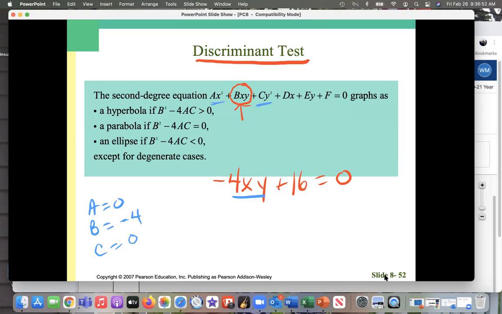The discriminant is just like we talked about back with the quadratic formula, the part under the radical. Isn't that b squared minus 4ac? Okay, so that's really the same idea. So if we found b squared minus 4ac in this case.